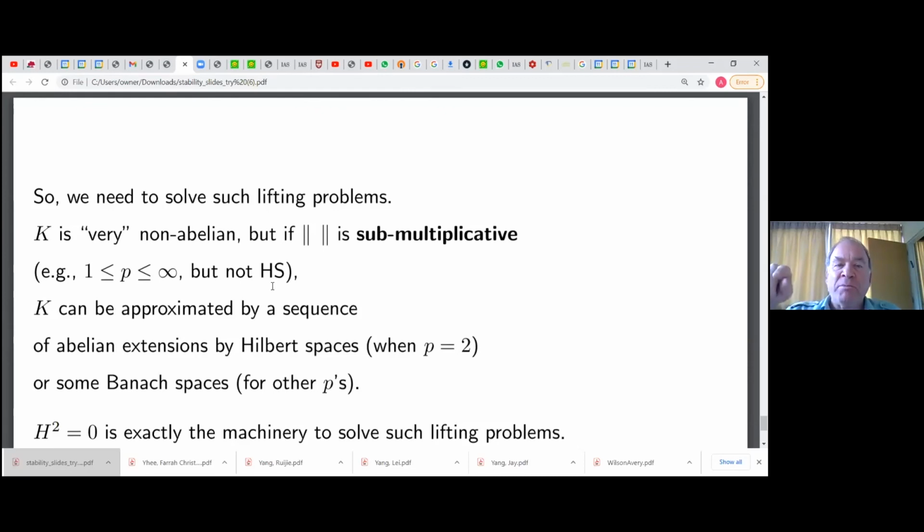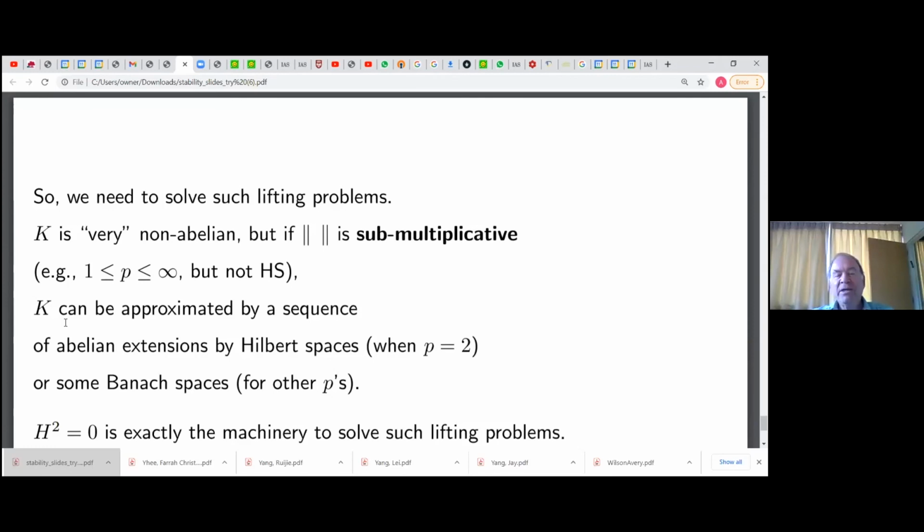Submultiplicative means that the norm of A times B is less than or equal to the norm of A times the norm of B. For the Frobenius norm, it's true. For L^p, it's true. But for Hilbert-Schmidt, we normalize, and this little normalization destroyed the submultiplicativity. So we cannot apply what I'm going to say now for that, but I can apply it for the others. Then we can approximate K by a sequence of abelian extensions, and do this lifting to K step by step, where each step is an abelian extension of the previous one.